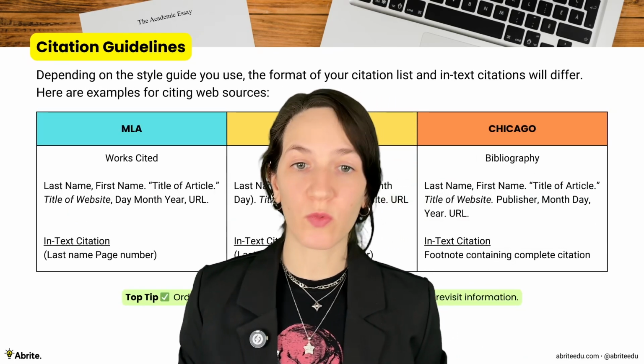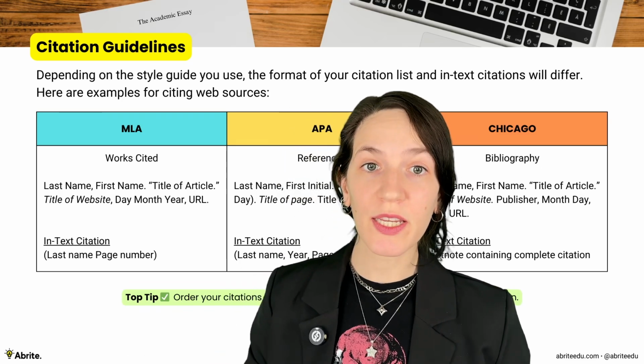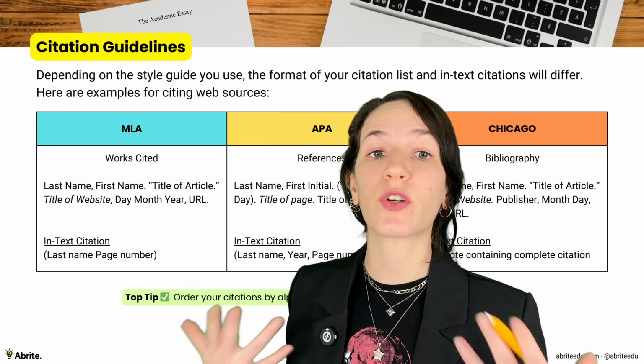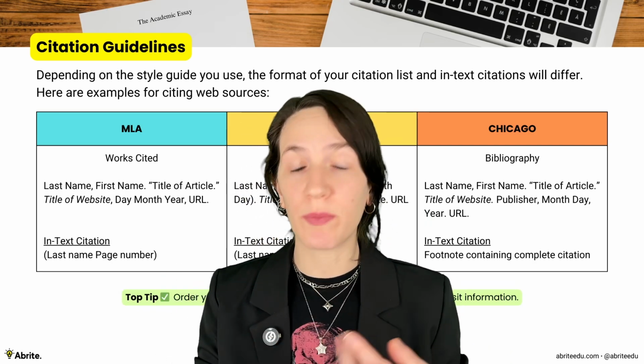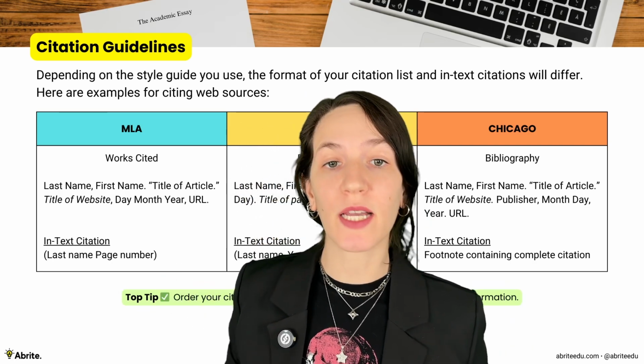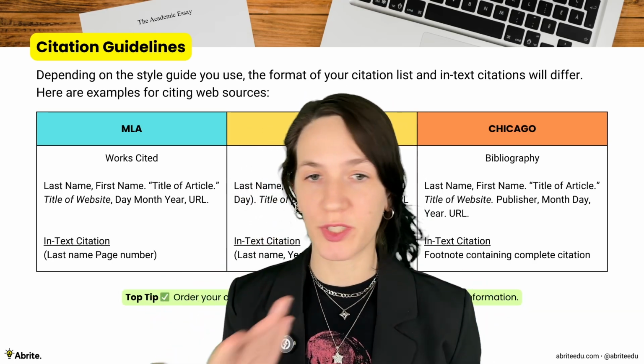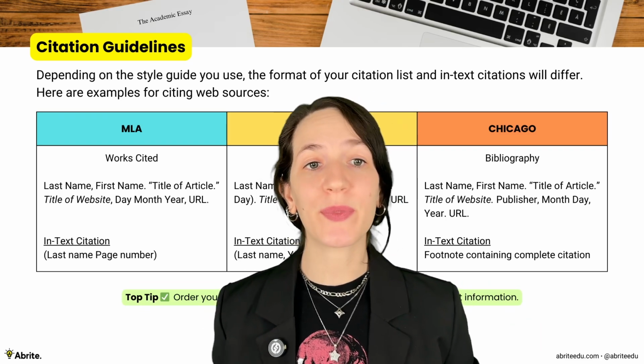Once you've figured out which citation style you're going to be using, here are some general guidelines for creating the citations. Because different source types like videos, journals, and books have different citation formats, I'm going to use web sources, so just your standard websites, as an example because they're common.